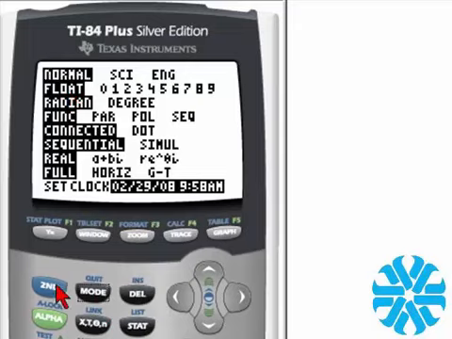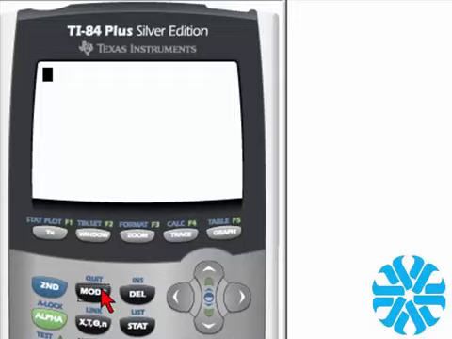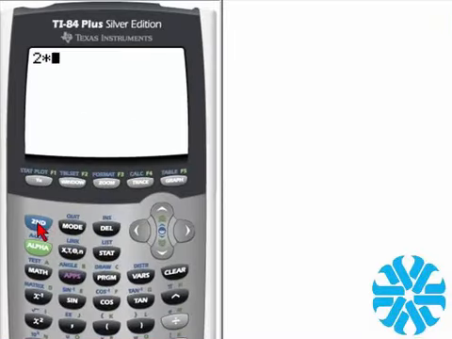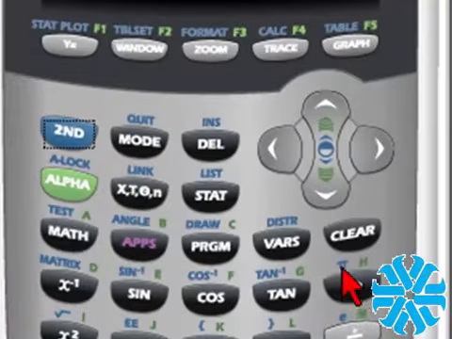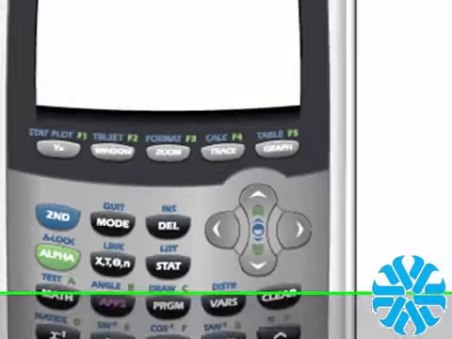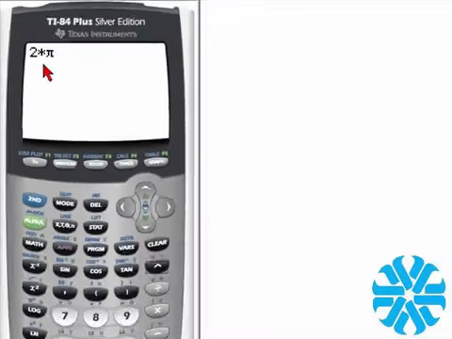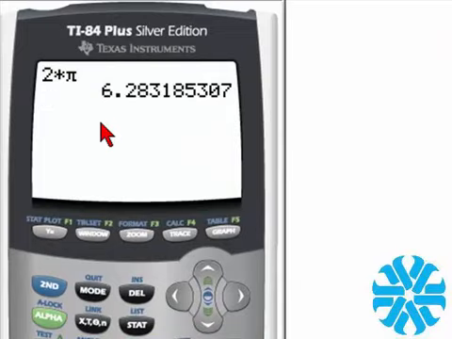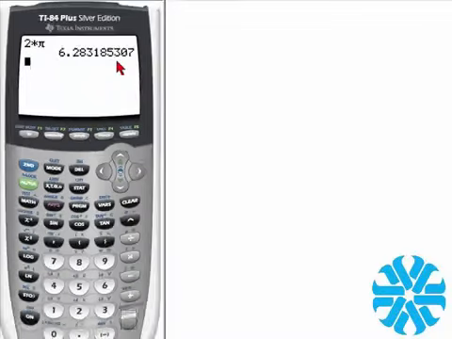So let's get out of this screen, and let's enter the calculation 2 times pi. Select 2 times, and then remember the second function key controls the blue keys, and this is where the pi is, right here. You can see on the screen we have 2 times pi, and then we'll hit the Enter key to get our result. So here you can see that this is just an approximate answer that is accurate to 10 digits.